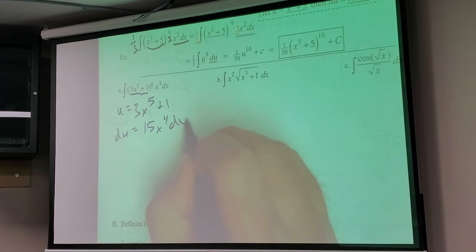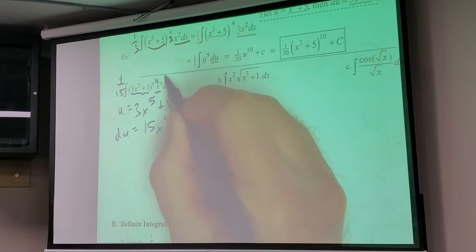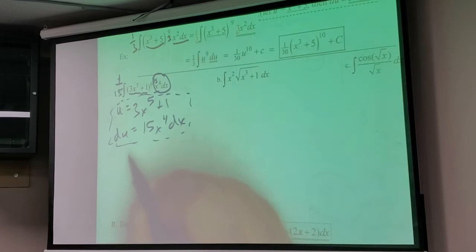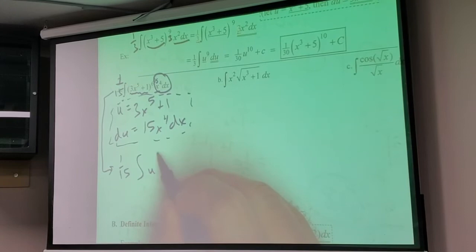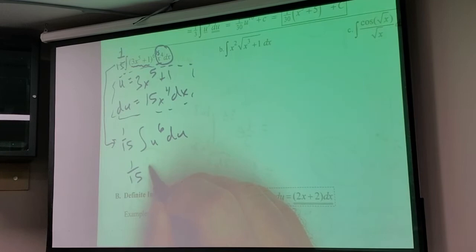I have my x to the fourth, which is what's important, right? So I'm going to put a 1/15 on the outside and then a 15 inside. So this now becomes 1/15 integral u to the 6 du. And then do the antiderivative. So this would be u to the 7th over 7.